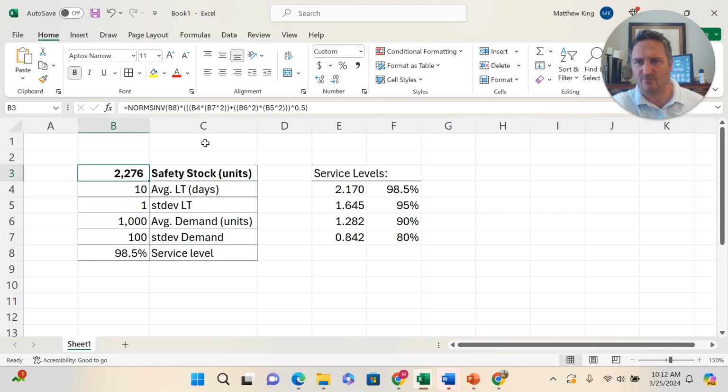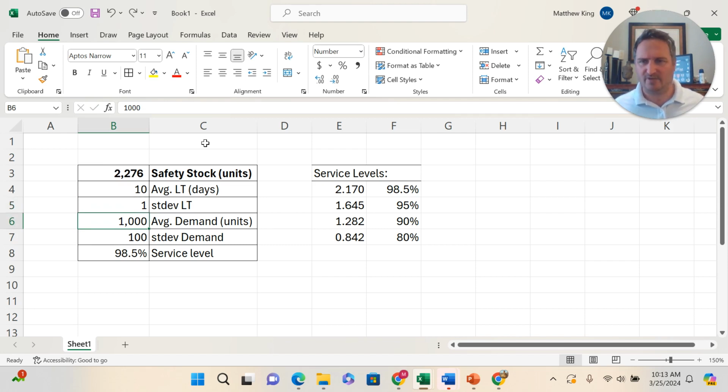So up here, according to this formula, you can see that we need to keep 2,276 mousetraps in our warehouse as a safety stock, just in case the lead time takes a little bit longer or the demand is a little bit higher. We can also play with the numbers. So if the lead time wasn't so dependable and it was, say, plus or minus 3 days of a standard deviation, our safety stock would increase by a lot.